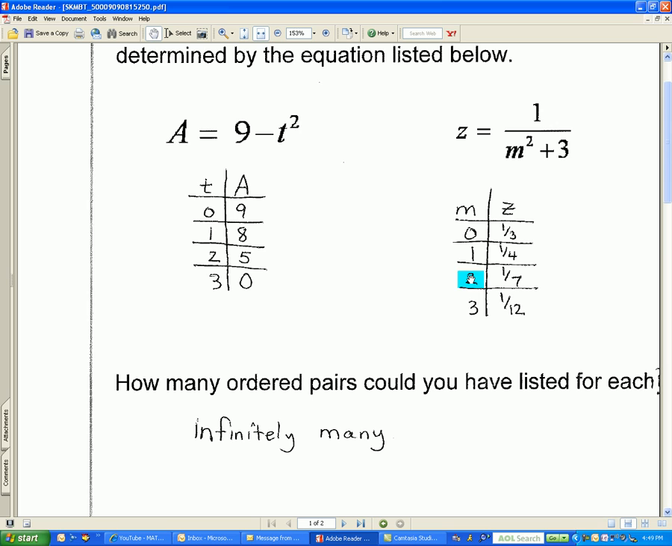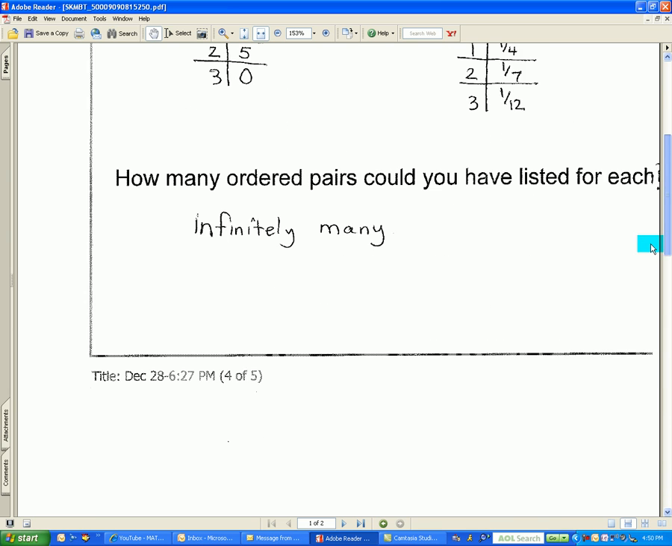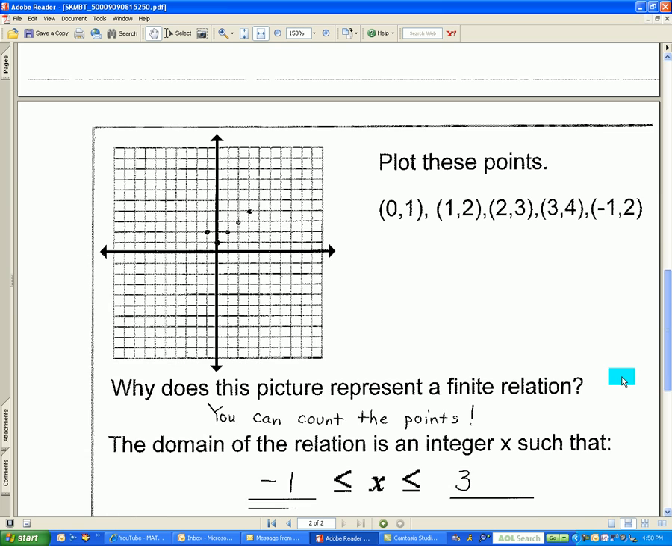When I plug in a 2 for m, 2 squared is 4, 4 plus 3 is 7, thus giving me the answer 1/7, so we have the ordered pair 2, 1/7. When I plug in a 3, 3 squared is 9, plus 3 is 12, thus giving me the answer 1/12 as a complete answer. So it's the ordered pair 3, 1/12. How many ordered pairs could we have listed? Again, infinitely many.